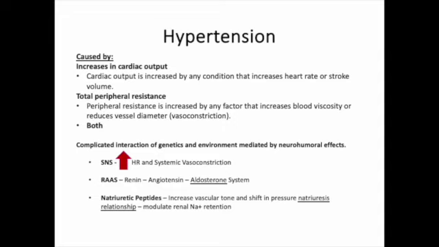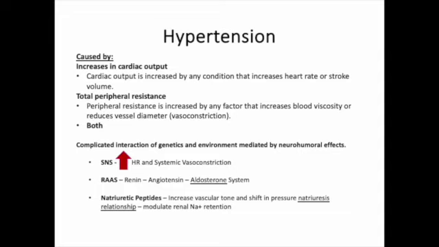Renin will then act on angiotensinogen, which is a protein. It's produced by the liver, but we can find it in the blood. When renin activates this, it cleaves angiotensinogen, and we're going to form angiotensin 1.